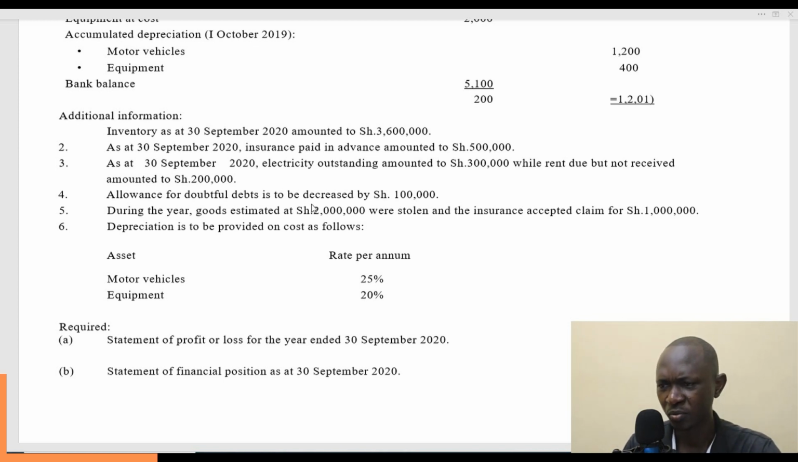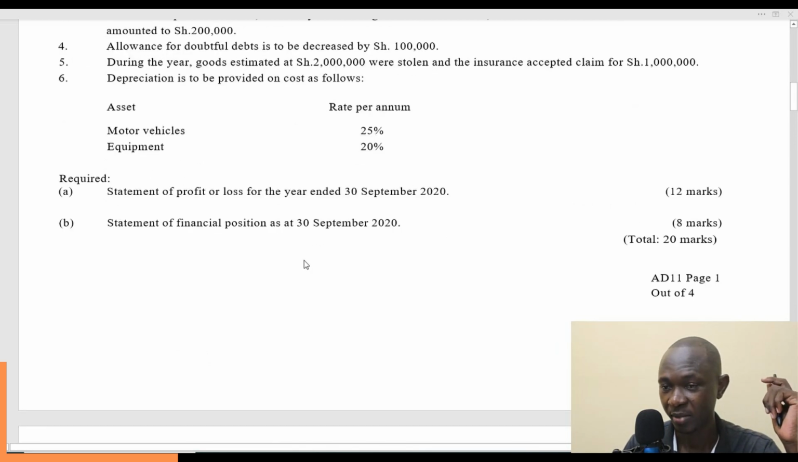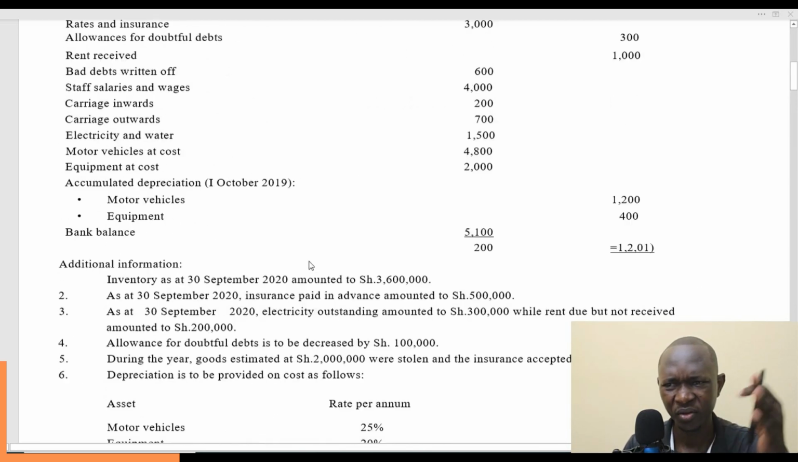Allowance for doubtful debts to be decreased by 100,000. Anytime I deal with the allowance for doubtful debts, I know there is a figure here, 100,000, and this one affects both the P&L and the balance sheet. During the year, goods estimated at 2 million were stolen and the insurance accepted a claim for 1 million. It affects both P&L and the balance sheet. We'll see how it affects depreciation, which also affects both P&L and balance sheet. So at least I'm familiar with everything that is here.